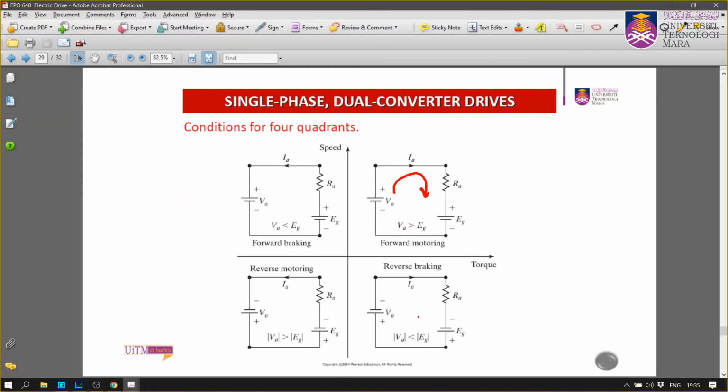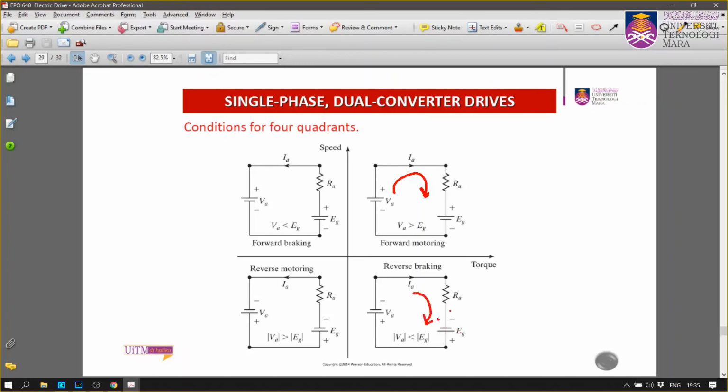So now VA is negative voltage. Okay, so negative now. But here you have EG greater than VA. They are reversed now. So the current flows here, and EG is greater than VA. So that current will flow in that direction. Then current will flow into that direction.